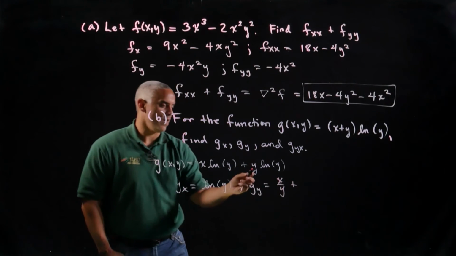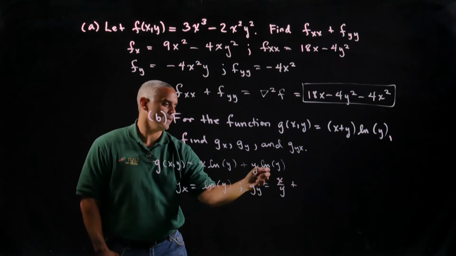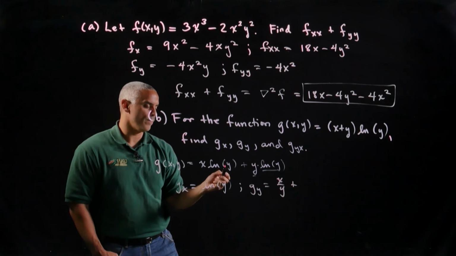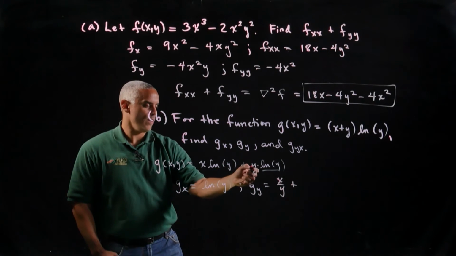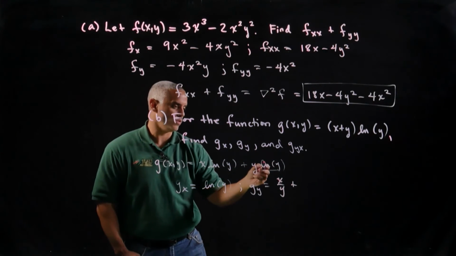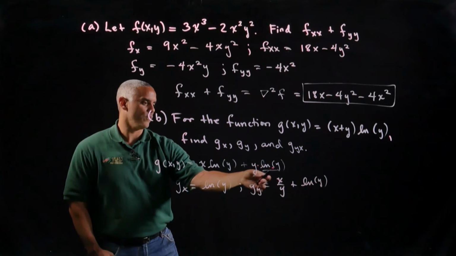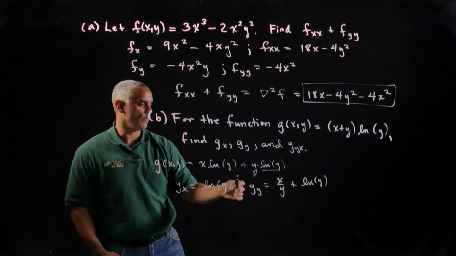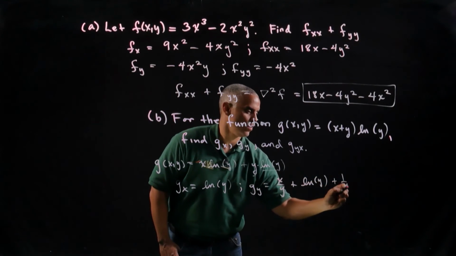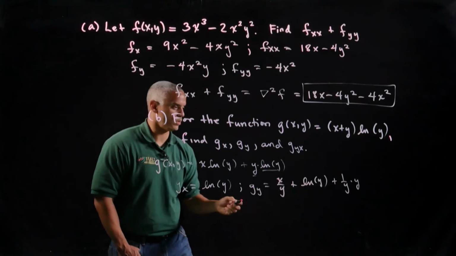plus, see, now I have a product rule because I have a function in y times another function in y. So the derivative of the first, times the second, which is 1 times ln y, plus the derivative of the second, which is 1 over y times the first. 1 over y times y, which is just 1.